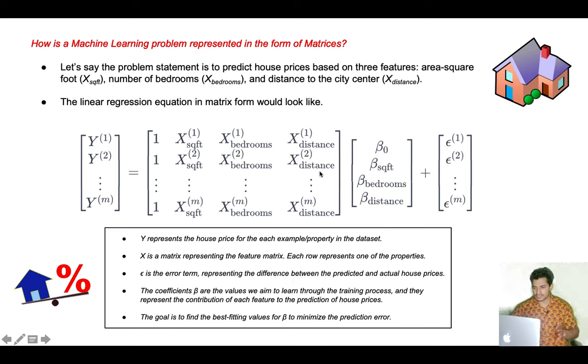So basically the ML model will try to explain, and whatever it is not able to explain will be here. And the coefficients beta are the thing that we are trying to estimate, that is, how much is the dependence of price on bedrooms, distance, and square foot area. So these are the coefficients we learn in the training process, and they represent the contribution of each feature to the prediction of house prices. And the goal is to find the best fitting values of beta to minimize the prediction error, so that the errors are minimum and we are able to understand how much the bedrooms contribute to price, how much the distance contributes to price, how much the area of the property contributes to price, and so on. So these betas will be learned, and everything can be represented in the form of matrices and vectors. And even a vector is nothing but a single column matrix.